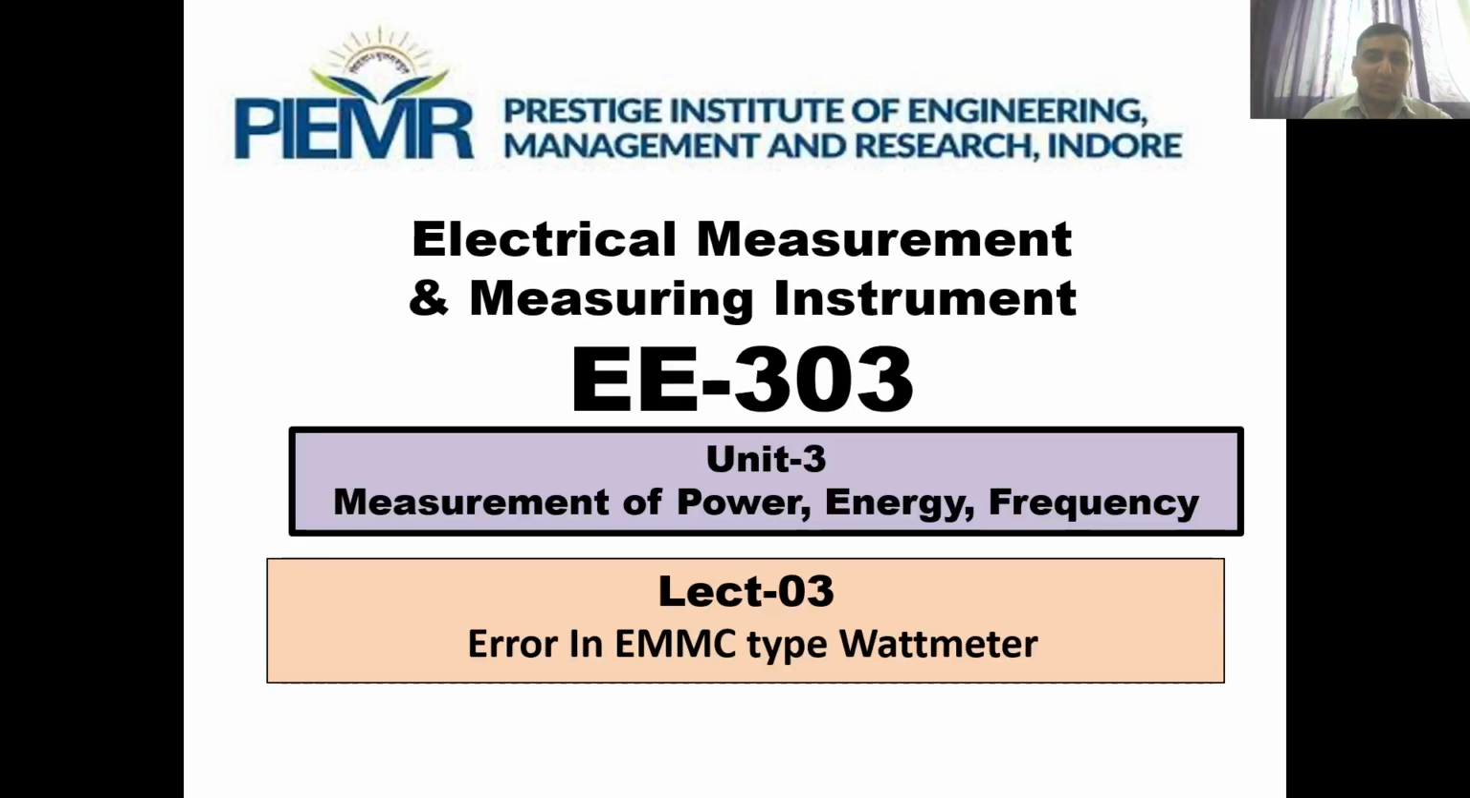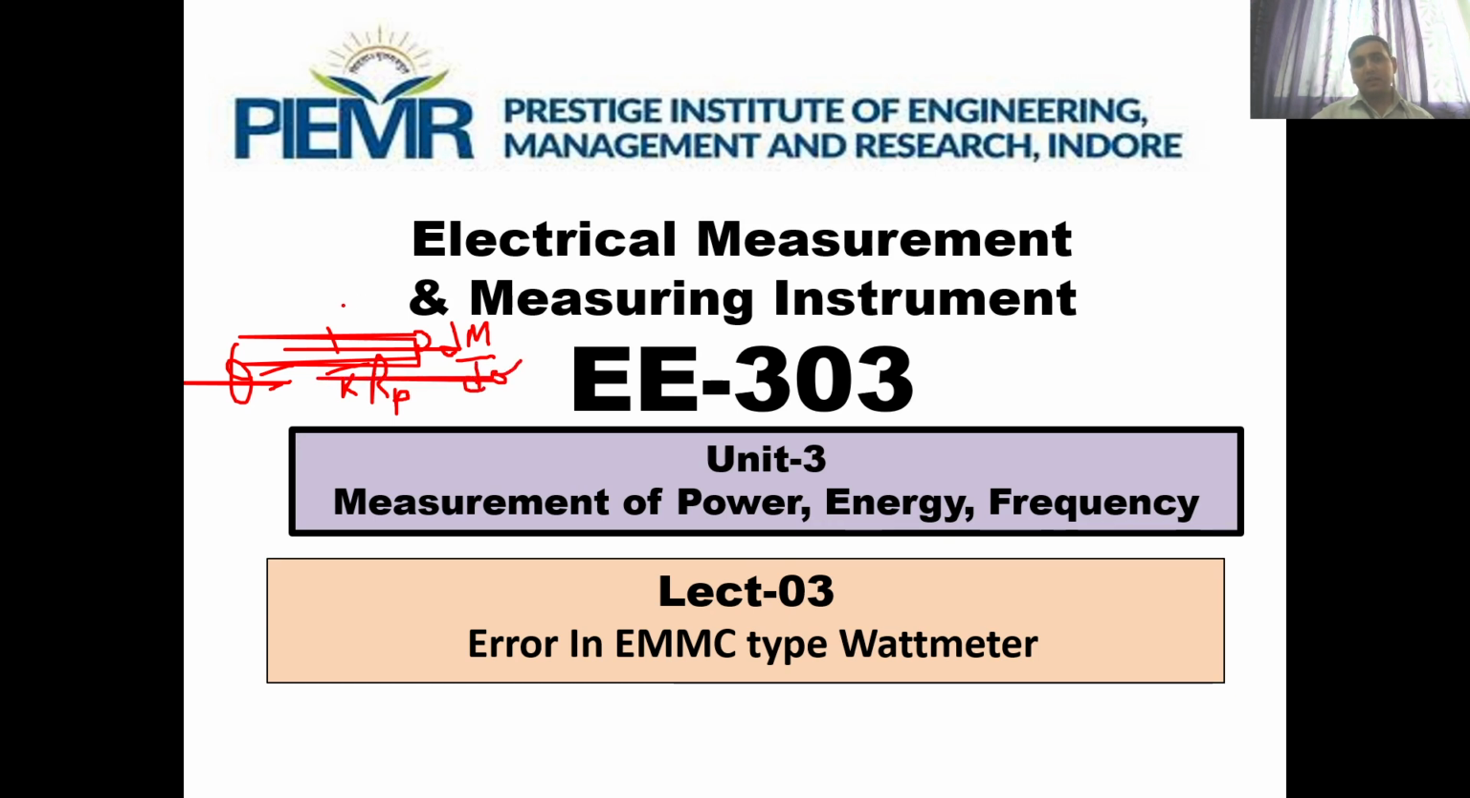Hello everyone, once again to this third lecture for EMC type wattmeters, where we're discussing error in wattmeters. As we discussed previously, one of the fundamental formulas indicates that theta, our deflection angle, is equal to 1 upon k, Rp upon P, dM by d theta.